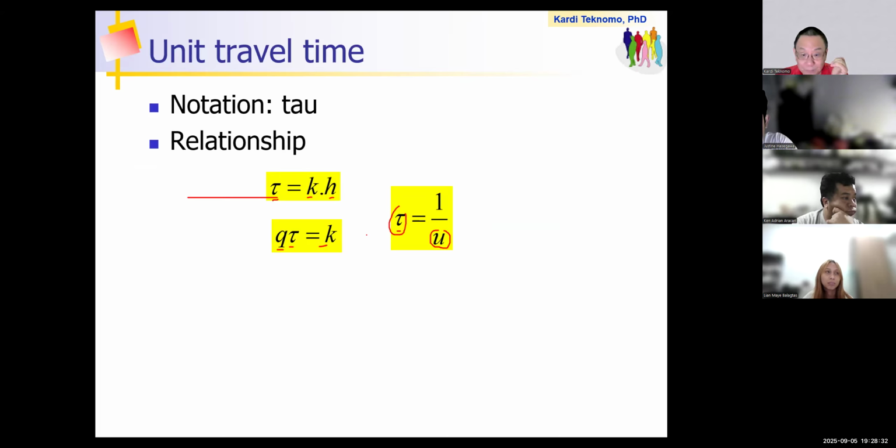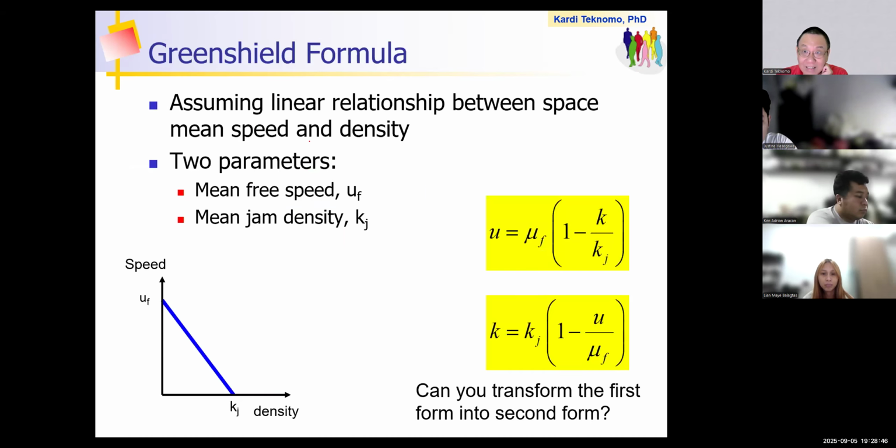Now, having all of this micro level performance and macro level performance, we can connect on the macro level using a very simple model called the Green-Shield model. This is from 1935, very old. I was not born yet. This is before the war.